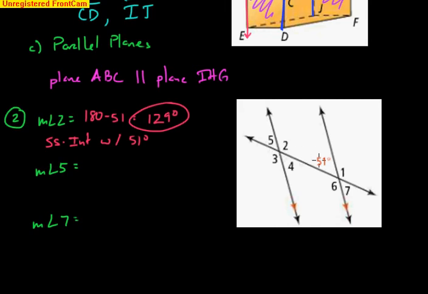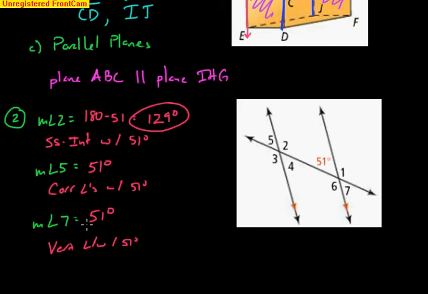Okay, what about angle 5? Well, angle 5 and the 51 degree angle, they are corresponding angles. And corresponding angles are congruent. So angle 5 is the same as 51 degrees. And then lastly, angle 7. If I look at angle 7, hey, it's not one of the special four, it's one of the old school angles. Angle 7 is vertical with the 51 degree angle. Don't forget about those relationships. Vertical angles are congruent by the vertical angles theorem, so it's also 51 degrees.